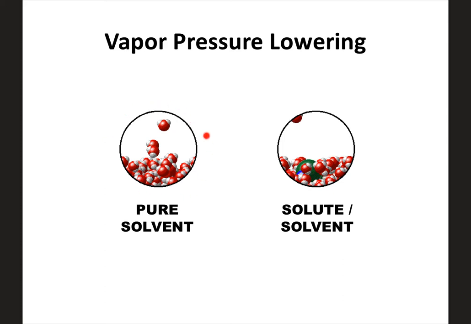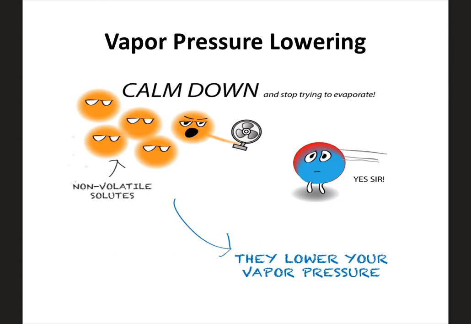If you just have the pure solvent here on the left, you can see some of those molecules are able to escape the liquid phase, enter the gas phase, creating a vapor pressure. But when the solute here is dissolved in the solvent, you can see it kind of blocks, and you definitely don't get as many of the molecules being able to escape the liquid phase, entering the gas phase, which creates a lower vapor pressure.